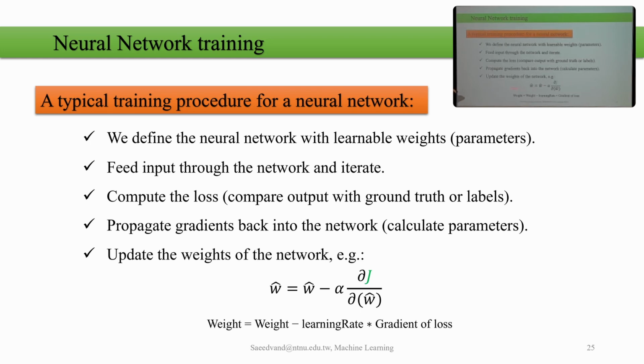So for updating the weights of the network, we can write weight is equal to weight minus learning rate times the gradient of the loss. Isn't it familiar to you? W hat equals W hat minus some learning rate times the gradient of the loss. Isn't this familiar to you? I'm sure all of you know it. In stochastic gradient descent, we did this.